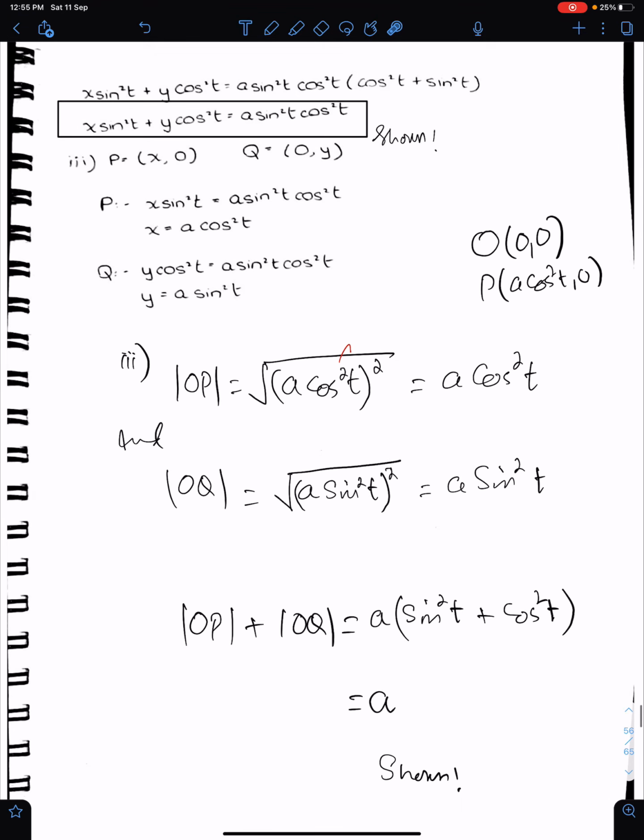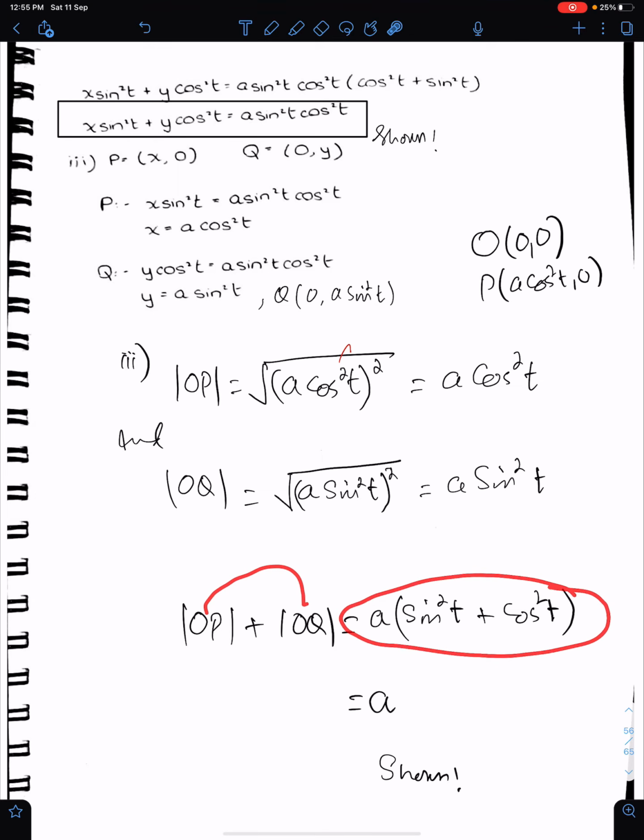You can check the solution. First get the coordinates of P by substituting this into this equation, and then coordinates of Q by substituting this into this equation. These are the coordinates of P, and coordinates of Q will be Q 0 comma a sin square t. So the distance OP is this and distance OQ is this, and you just need to add these two. When you will add these two, you'll get this thing on right hand side. This will become 1, hence shown.